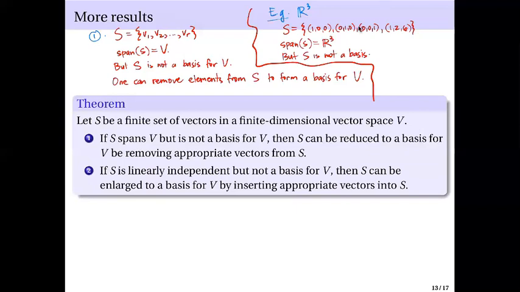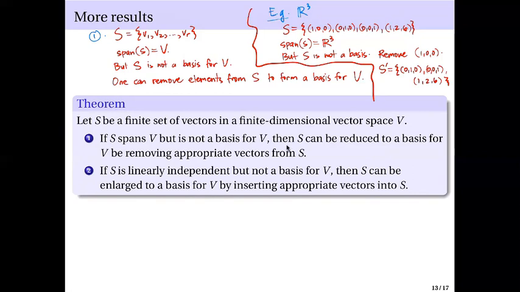Okay? So we remove one element from S. Let's say we remove the element 1, 0, 0. The new S, let me write this as S prime. Here you have 0, 1, 0, 0, 0, 1, and then the third element is 1, 2, 6. You can check that this S prime is a basis. It has 3 elements. It's equal to the dimension of R3. Then check, is this linearly independent? If it is linearly independent, then this S prime is a basis.